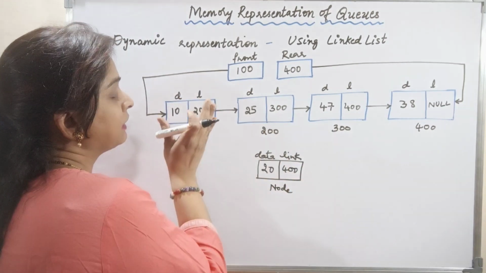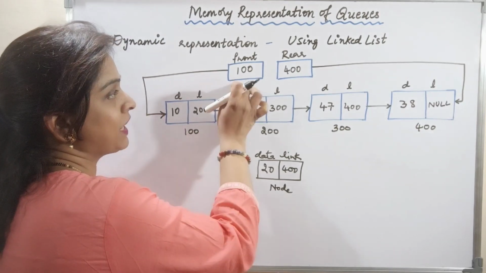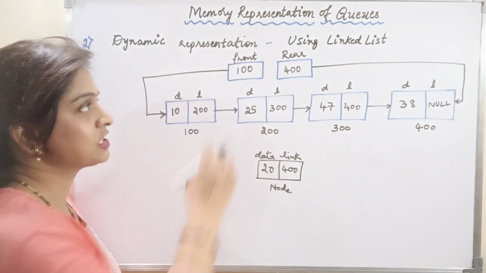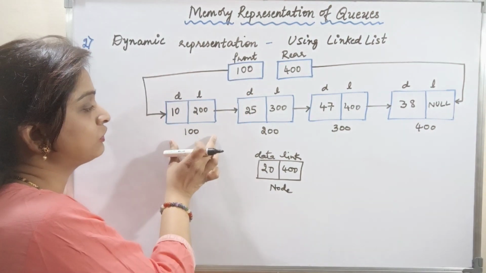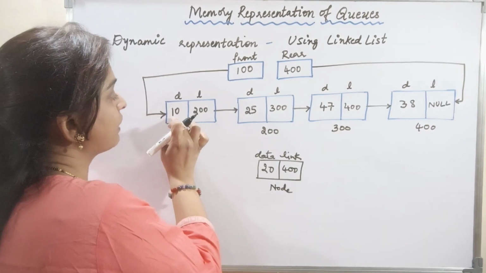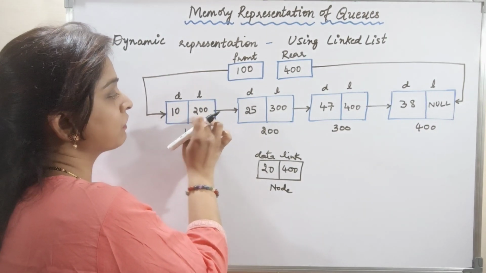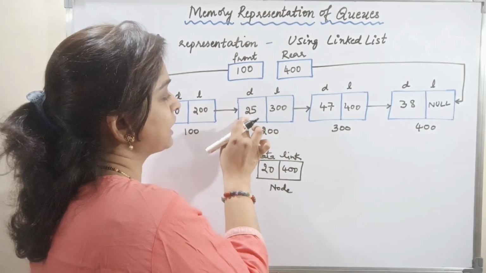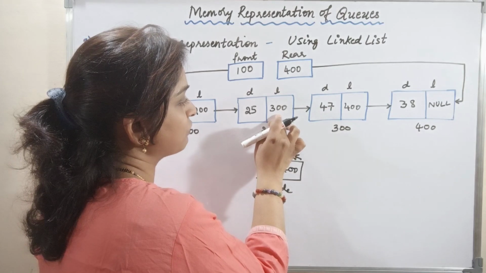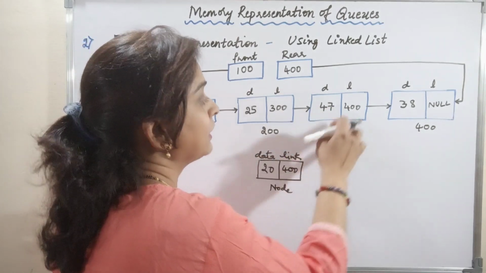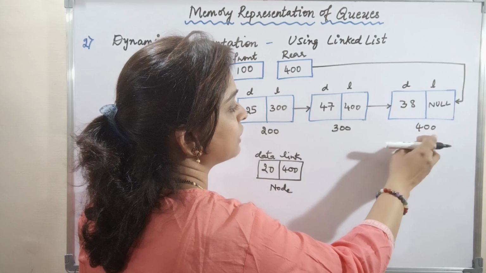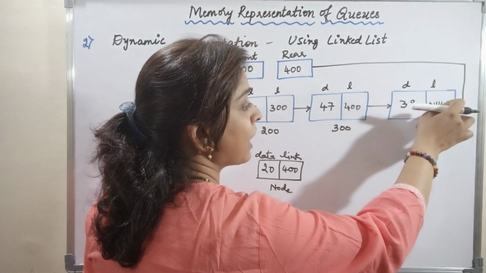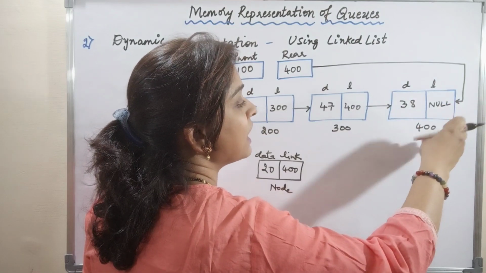So here the address of the first node will be held in the front pointer. The front pointer is the pointer which has the link of the first node. Then here we have the data and the link. In the link we will have the address of the next node. So 200. So it is pointing to this node. Again the data for the next node is 25, and in the link part we have the address of the next node. So it is 300. Then we have data 47, and in the link we have the address of the next node. So 400. Then here we have data 38, and in the link we have null.